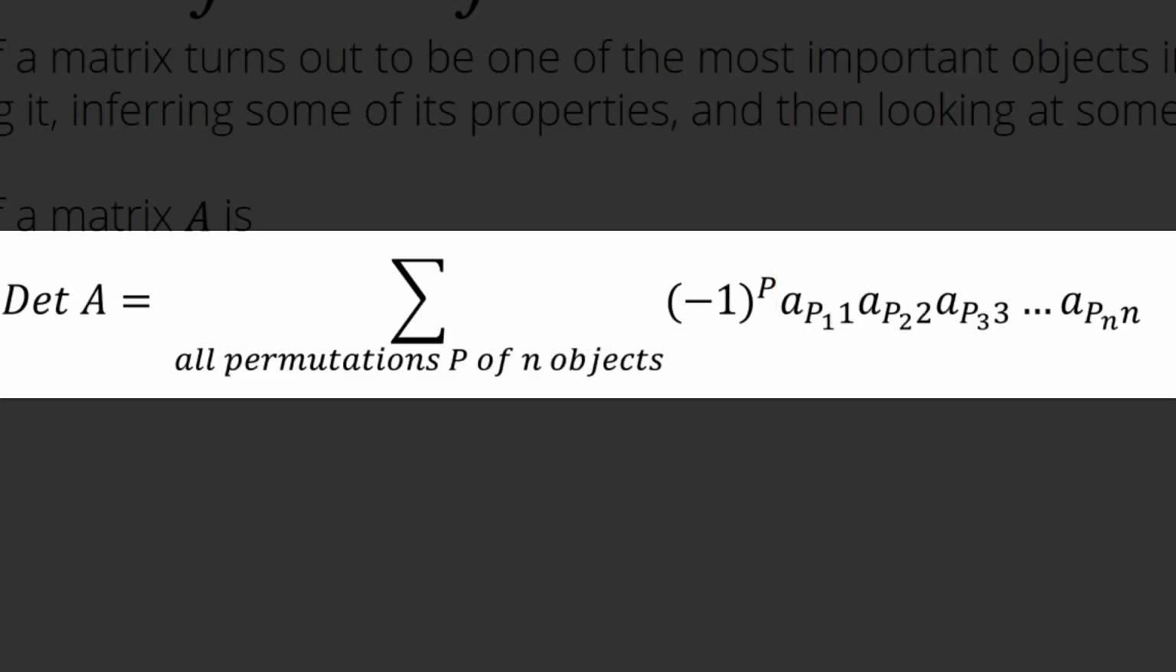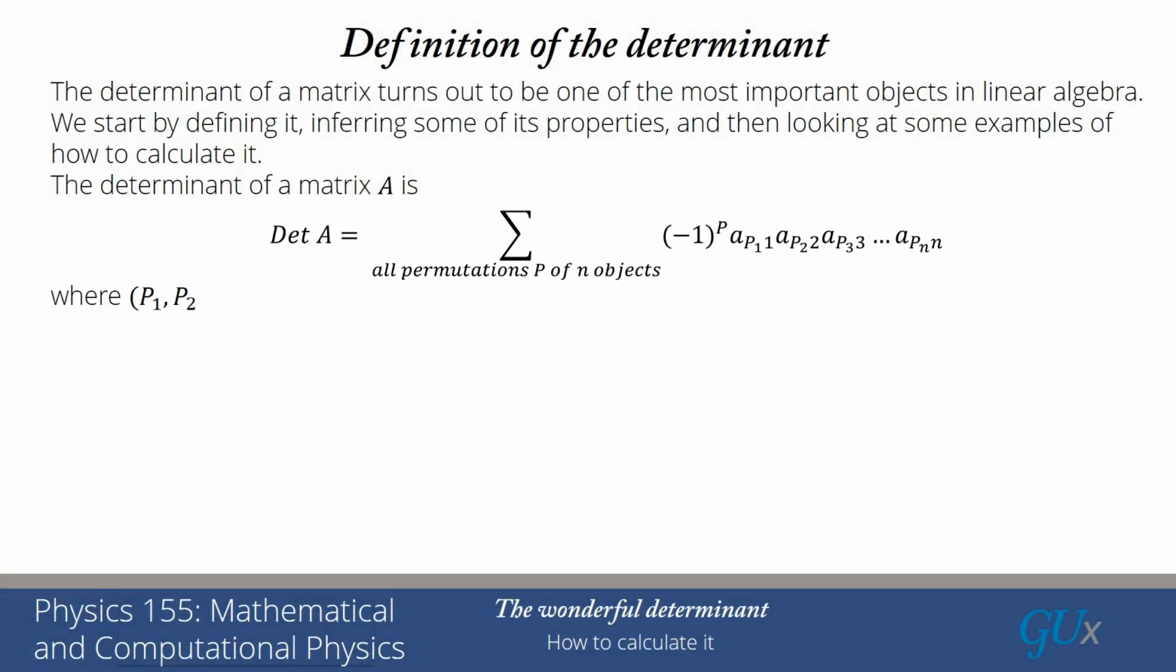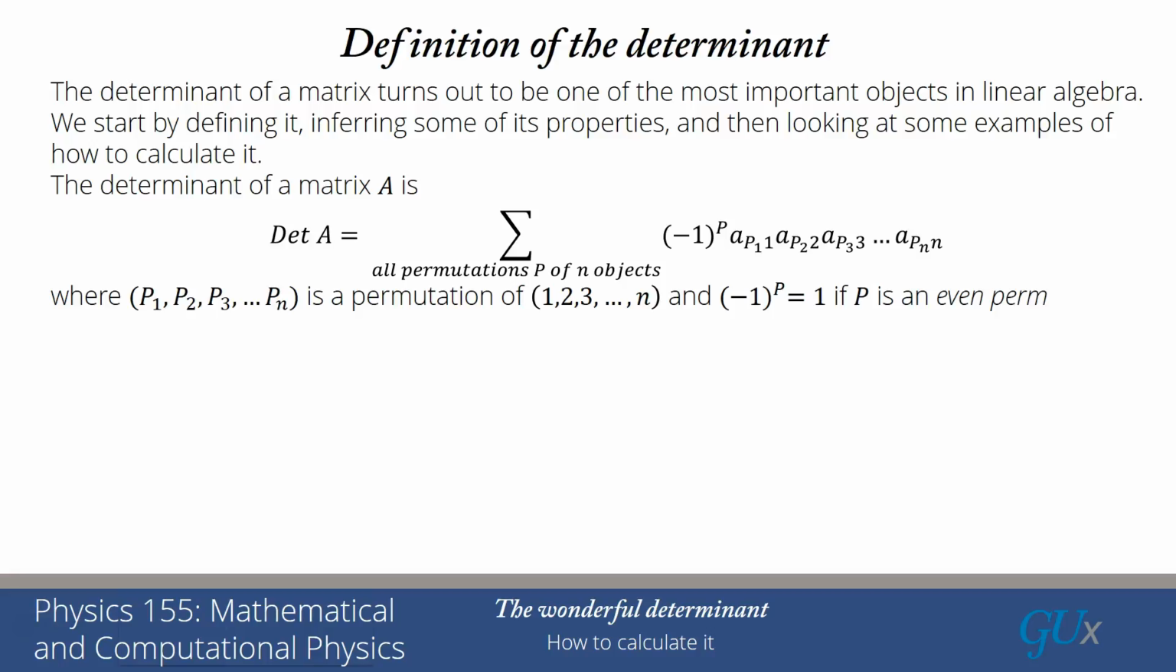There are n factorial terms in this sum, and each of those terms involves a product over n matrix elements. One element in the product comes from each row, and one element comes from each column, and no rows or columns are repeated. Okay, so P1 through Pn is a permutation of 1, 2, 3 all the way out to n, and minus 1 to the P is 1 if P is even, and minus 1 if P is an odd permutation.